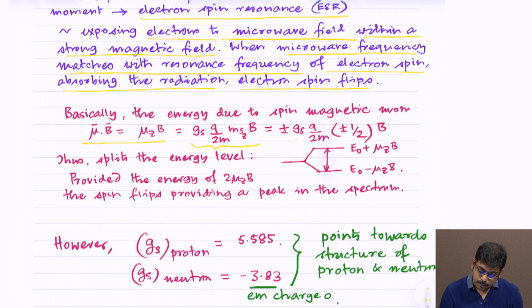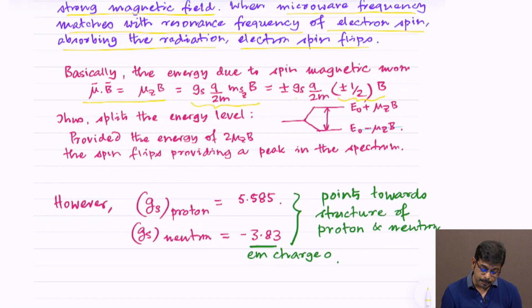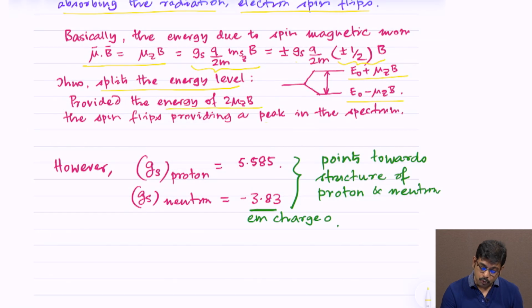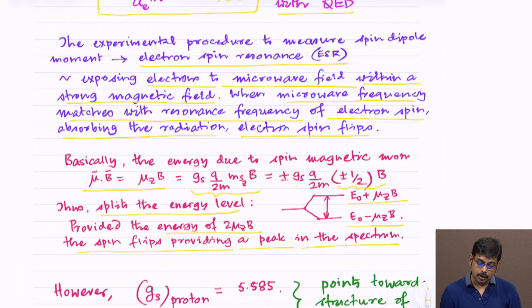This is g_s into q by 2m into plus minus half into B, because m_sz can take two values, plus minus half. So, this splits the energy level into E0 plus mu_z B and E0 minus mu_z B. If the energy provided is of the order of 2 mu_z B, then one can have a spin flip, and that will give you a peak in the electron spin resonance spectrometer. This is the methodology by which you can measure the spin g factor very precisely, and that matches with this very precise calculation of quantum electrodynamics.